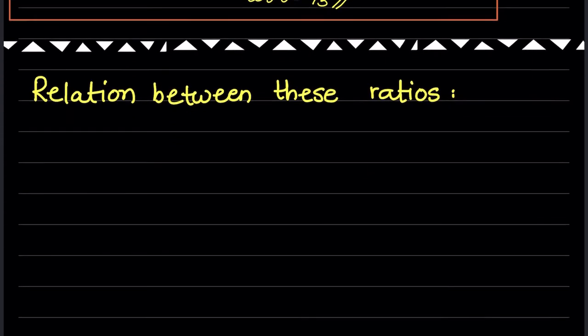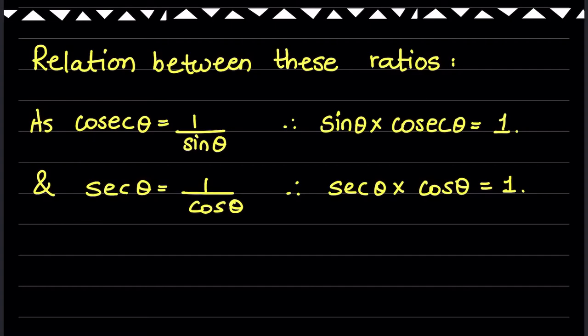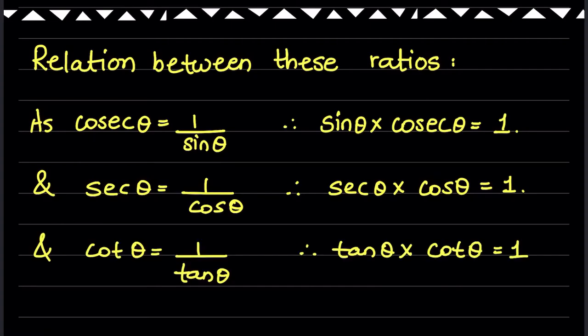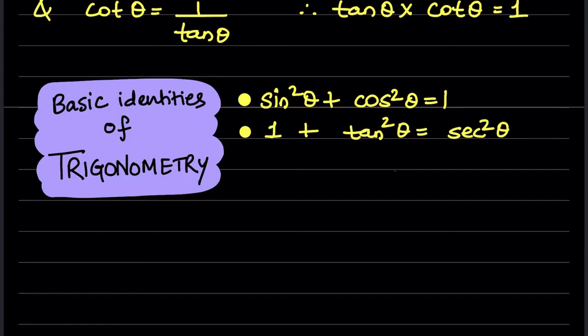Now relation between these ratios. As cosec theta is reciprocal of sin theta, the product of both sin theta and cosec theta will be 1. Similarly, the product of sec theta and cos theta is 1, and the product of tan theta and cot theta will also be 1. Now, three basic identities of trigonometry which are very important. First one, you already know, sin square theta plus cos square theta equal to 1. Second is 1 plus tan square theta is sec square theta.